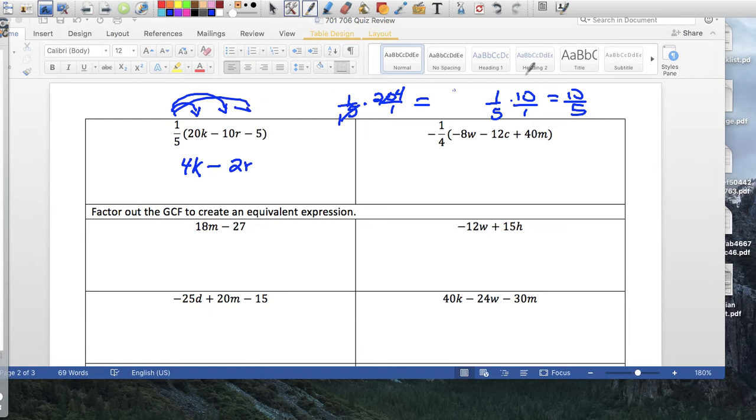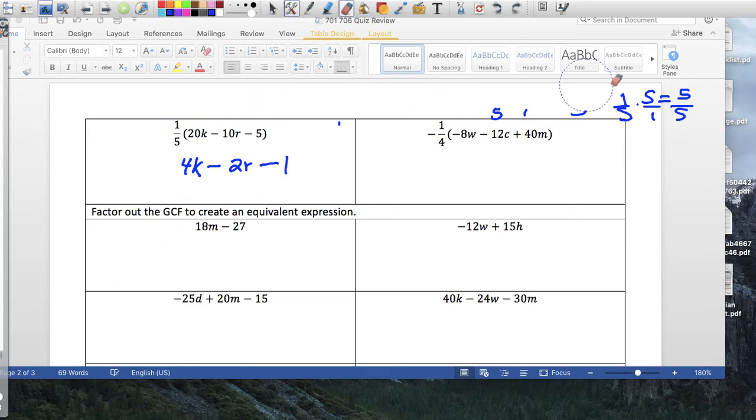And the next one, 1/5 times 5, positive and negative is a negative, and you get 1/5 times 5. And 1 times 5 on top is 5, at the bottom 5 times 1 is 5, and 5 over 5 is just 1, so it becomes a 1. Negative and a negative is a positive.